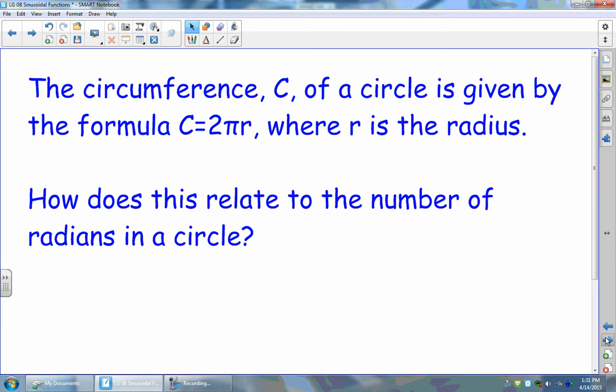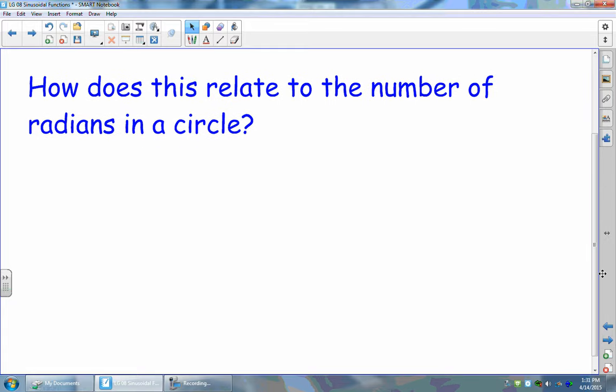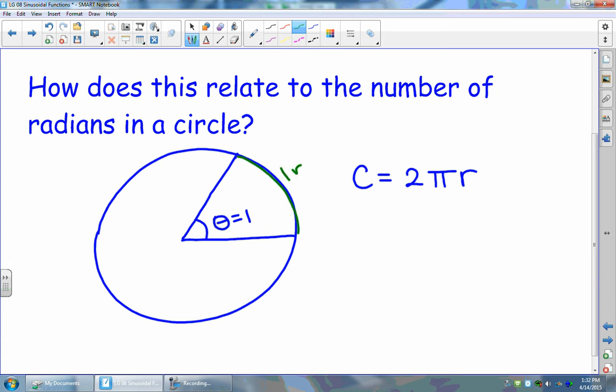Now remember that the circumference of a circle is given by the formula c equals 2 pi r, where r is the radius. How does this relate to the number of radians in a circle? Now if you think about a circle, we know that the circumference is equal to 2 pi r. So if we are drawing in one angle where we have 1 radian, that means that the arc length has a length of 1 radius.